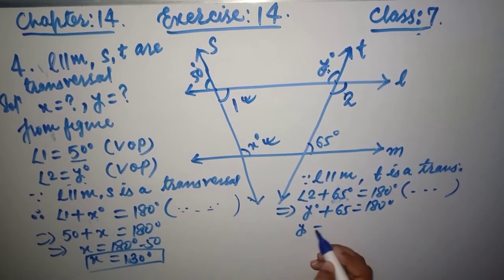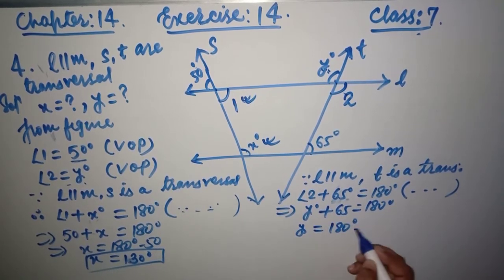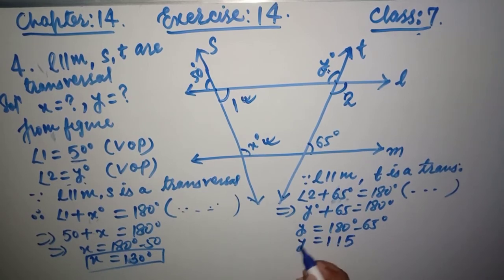Now angle y is equal to 180 minus 65 degree, so y degree is equal to 115 degree. So these are the two answers.